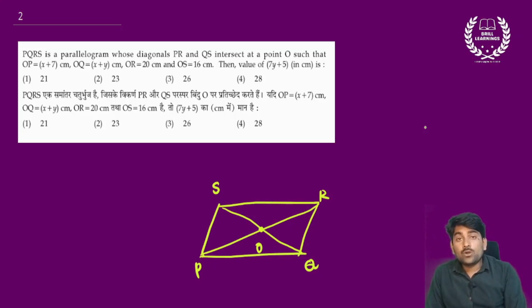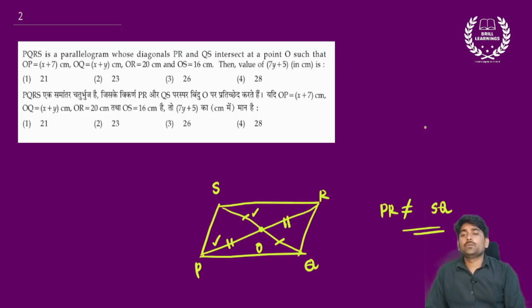What is the property of a parallelogram? The diagonals of a parallelogram will bisect each other. That means this length will be equal to this length. This length will be equal to this length. But this length will not be equal to this length. Okay, because PR is not equal to SQ in a parallelogram.